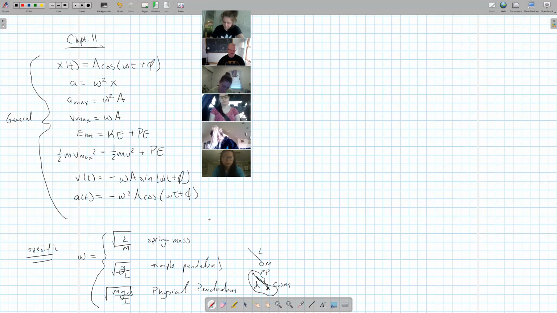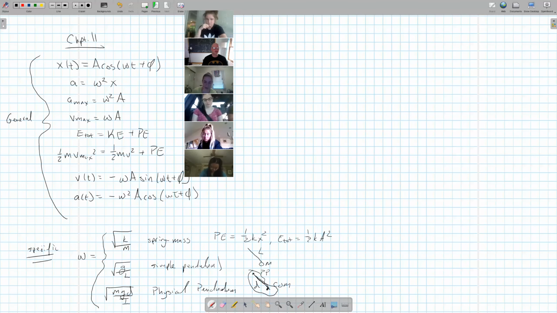The only other specific thing here is if I'm dealing with a spring mass system, then the potential energy is equal to 1/2 kx squared. In that case, we can write the total energy as being 1/2 k times the amplitude squared. Other than that, all of the stuff up here is general for any type of harmonic oscillator. All this stuff down here is specific to a particular type of harmonic oscillator. Okay. So that was all of the harmonic oscillation part.